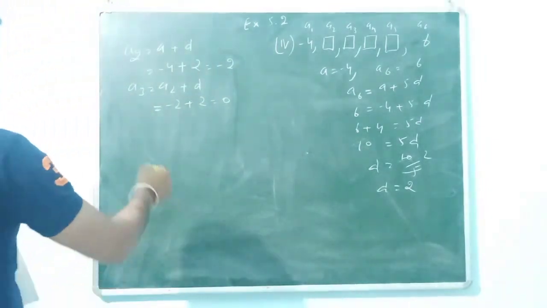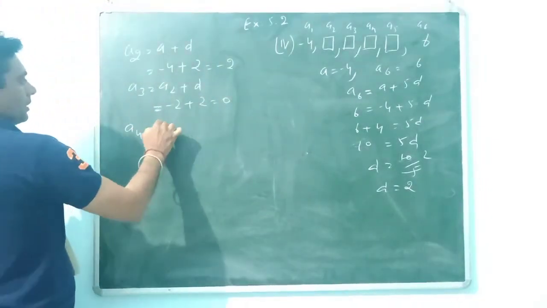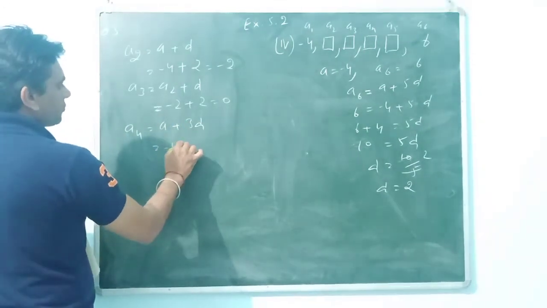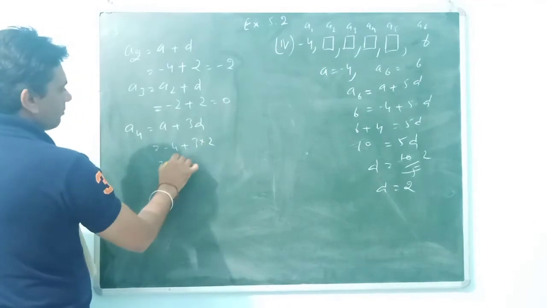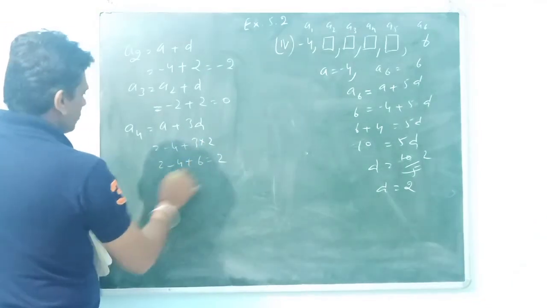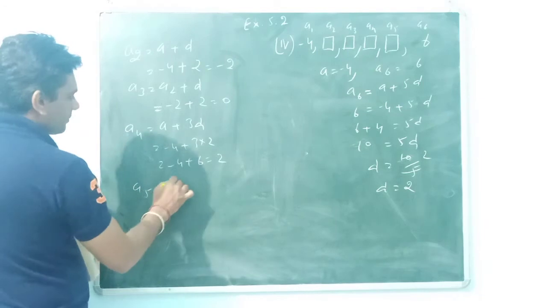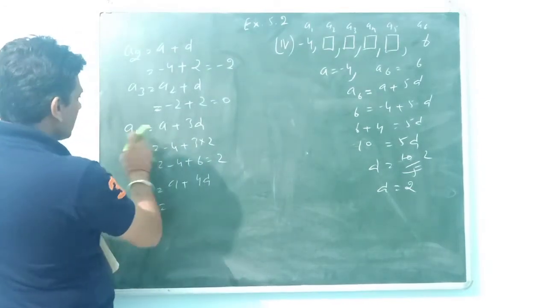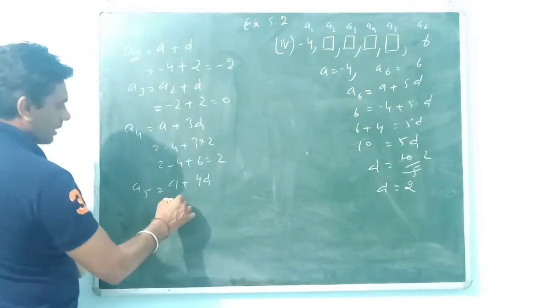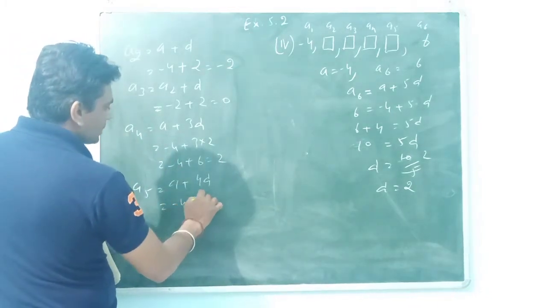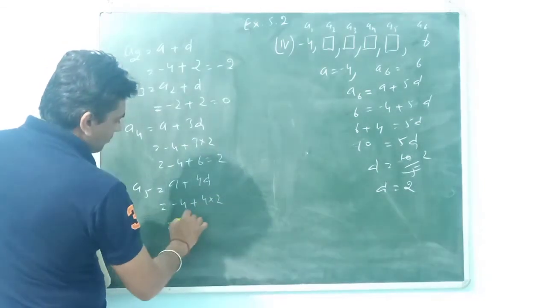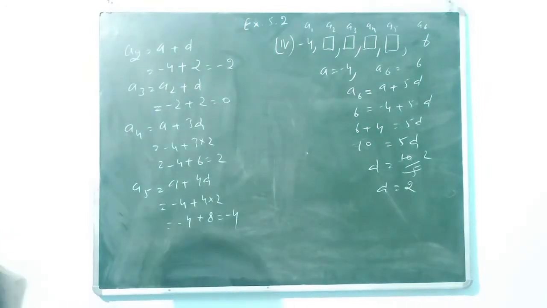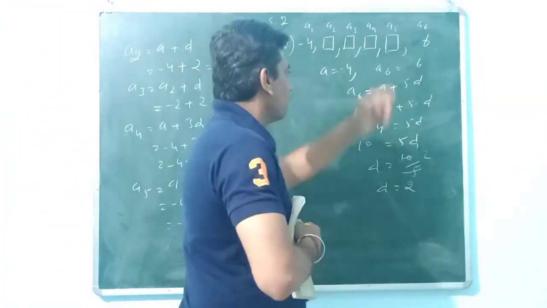Now A4. A plus 3D. What is A? Minus 4 plus 3 into 2. Minus 4 plus 6 equal to 2. A5. A plus 4D, or A4 plus D. What is A? Minus 4 plus 4 into 2. Minus 4 plus 8 equal to minus 4. So we can find these values.